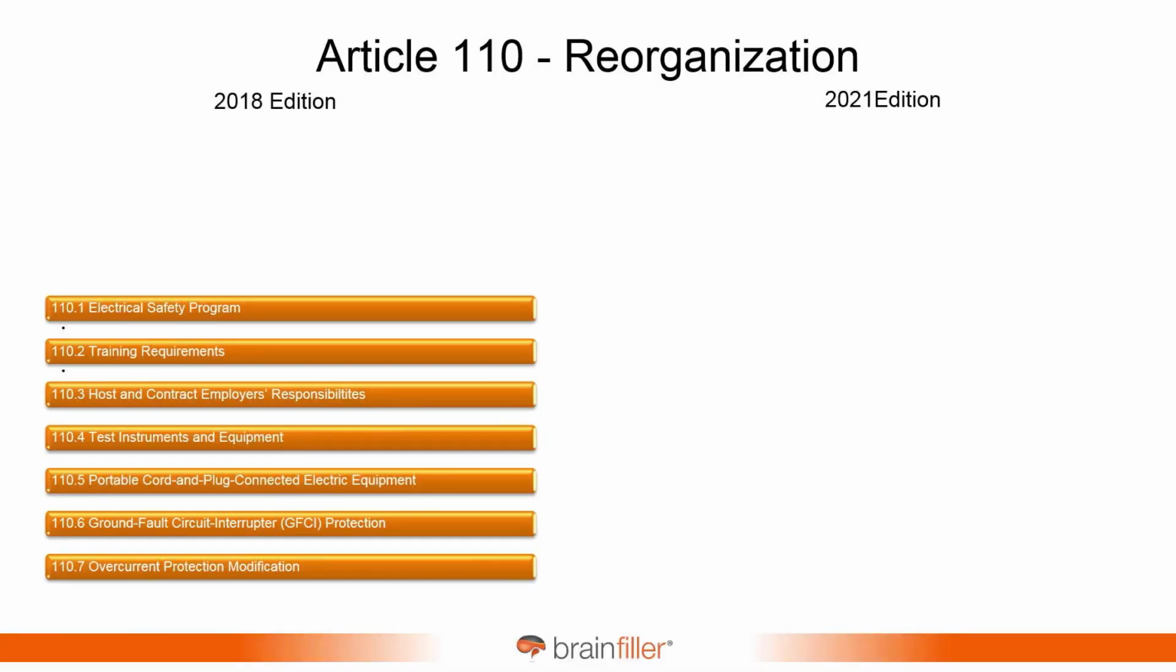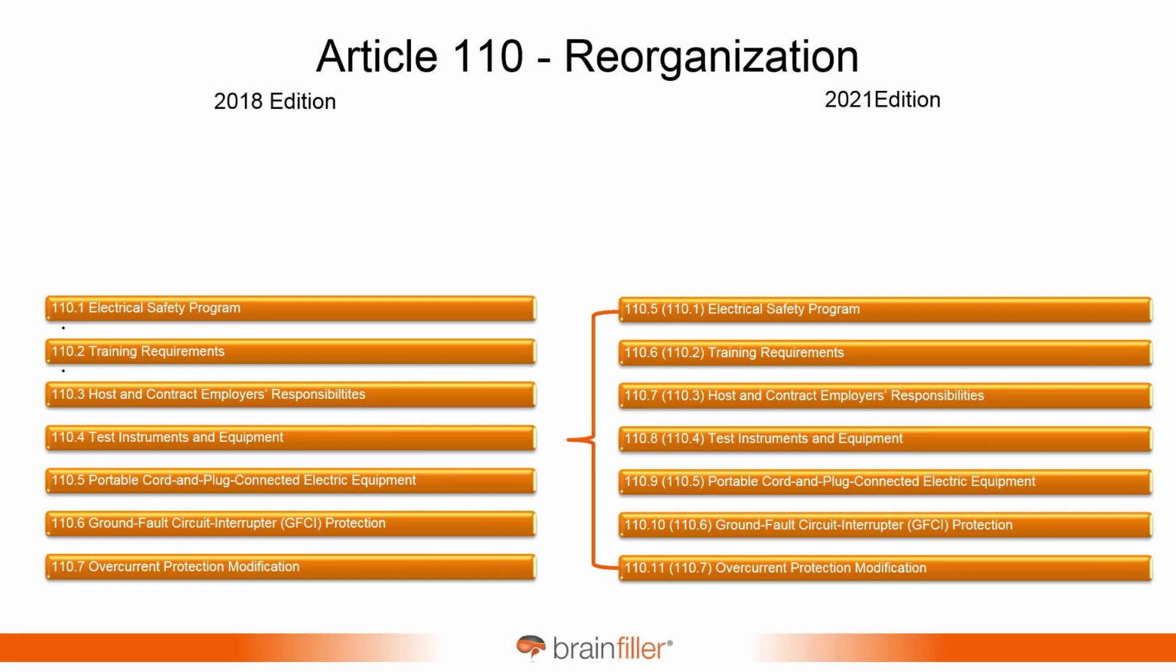What we had in 2018 is 110 actually had 7 sections to it. And you could see them on the left: electrical safety program all the way up through overcurrent protection modification, 110.1 through 110.7. These were all renumbered, and they were renumbered as 110.5 through 110.11. And so you may think, okay, so what about 110.1 through 4?